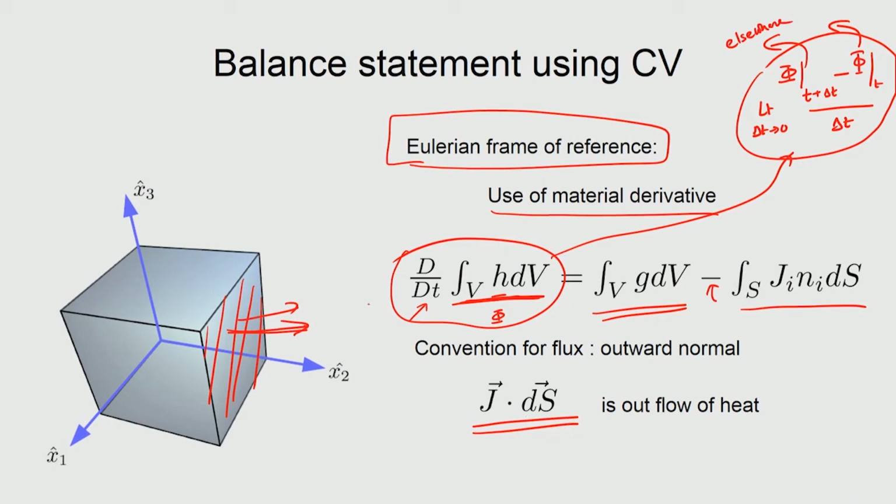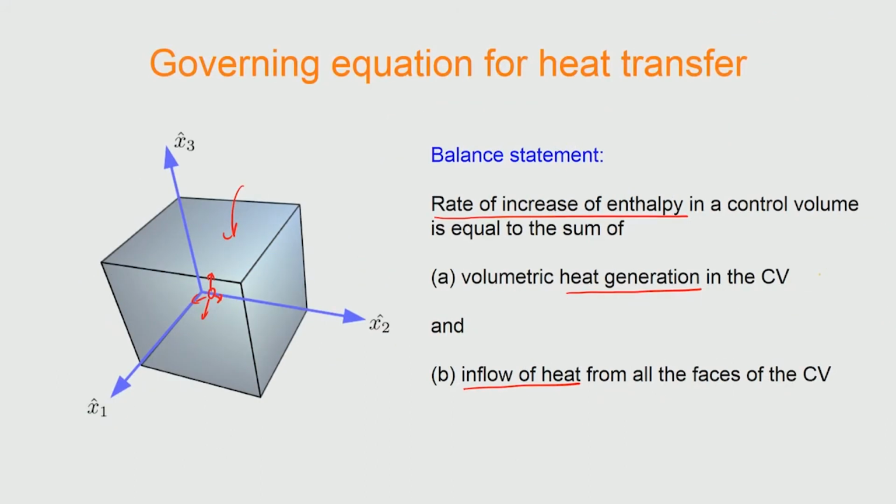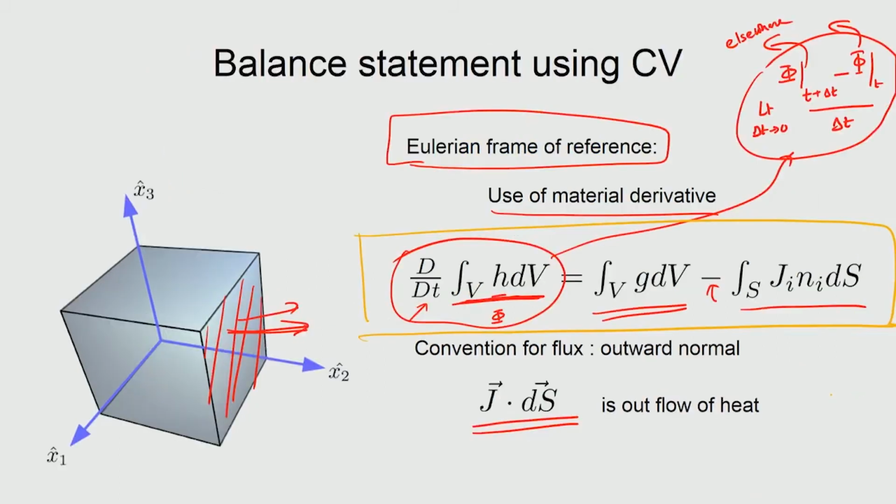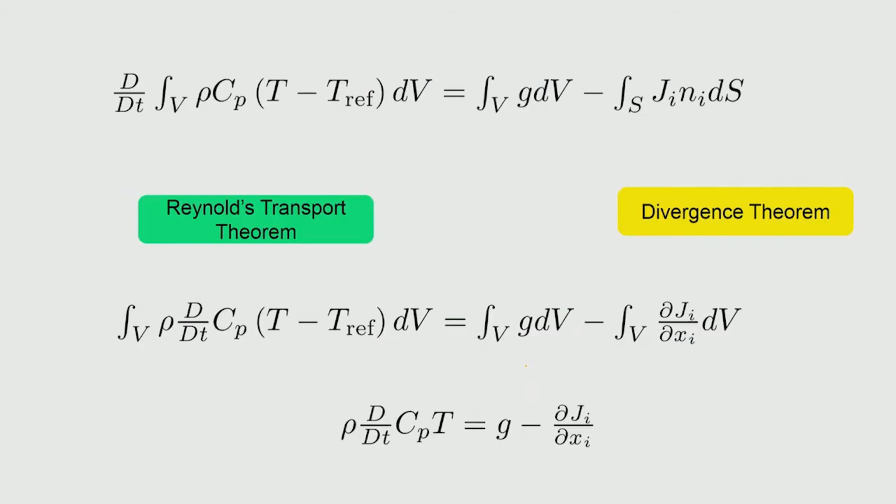So, what we have written in this particular equation is a mathematical form of whatever we have said here. So, these two are identical, one is in English and the other is in the mathematical expression. Now, what we do is go on to manipulate this expression further to arrive at the governing equation. So, that we do as follows.